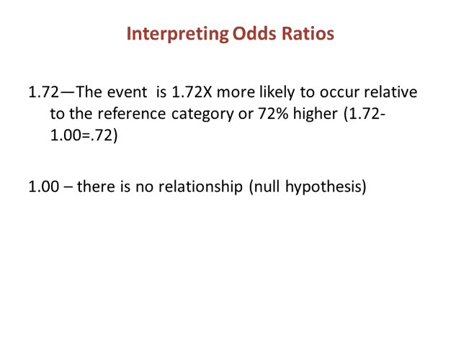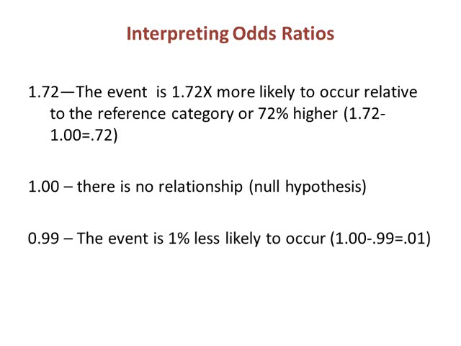A positive relationship is signaled by a number above 1. The odds ratio for whether a household is in poverty is 1.72. This means that the event is 1.72 times more likely to occur than the reference value, which is whether the household is above the poverty line. We can also say it is 72% more likely, which is determined by subtracting the null hypothesis of 1 from the odds ratio, then multiplying by 100.